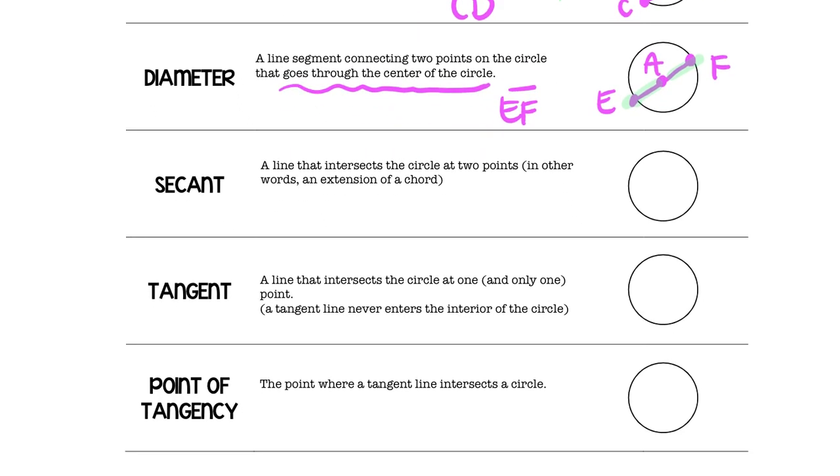Secant. This might be a new word to you. A secant is a line, not necessarily a line segment. It's a line that intersects the circle at 2 points. In other words, it's an extension of a chord. This does not need to go through the center, so any 2 points. Remember, for lines, we can name them with either any 2 points on them or a lowercase letter. So, for example, if I put a lowercase m right there, I could call it line m. Or if I picked any 2 points on that, probably the points on the circle itself, and I called those G and H, I could name that secant GH or line m.